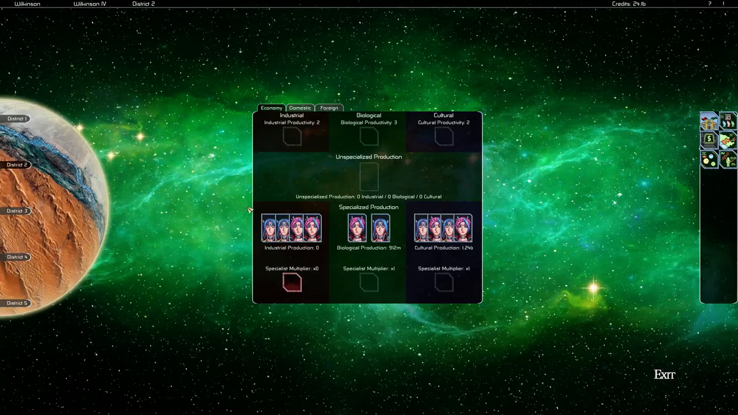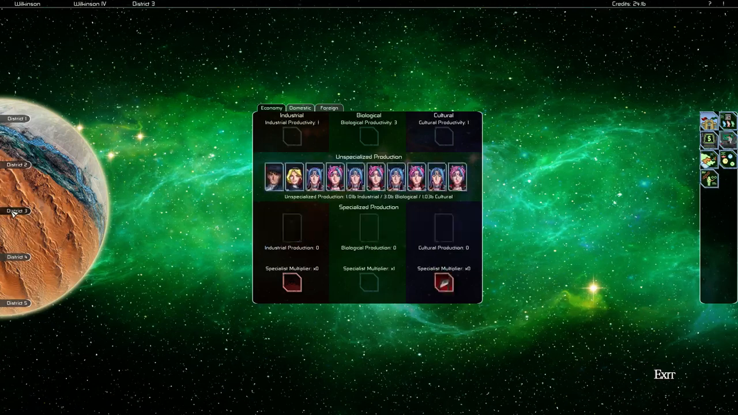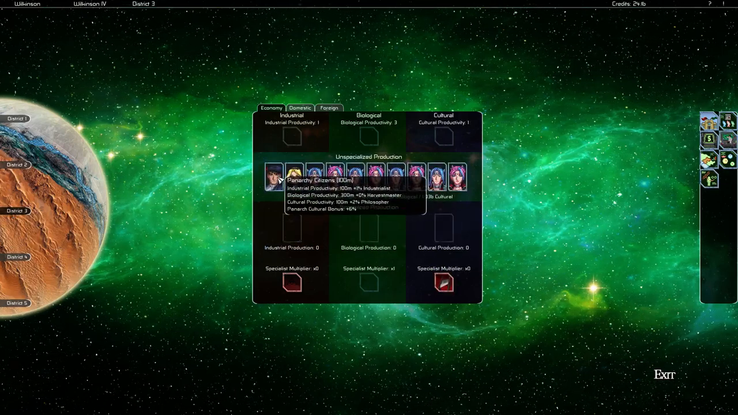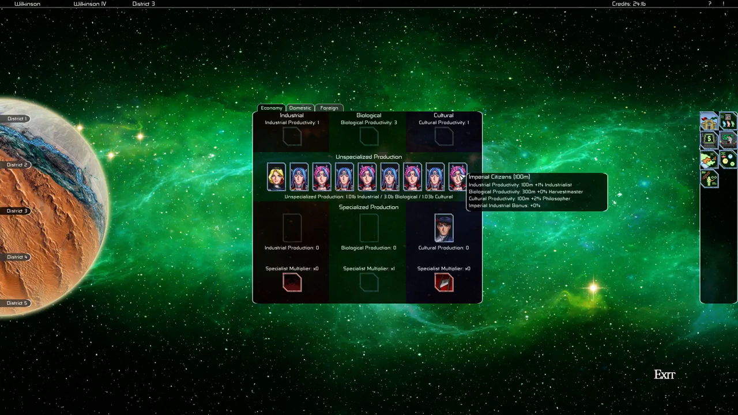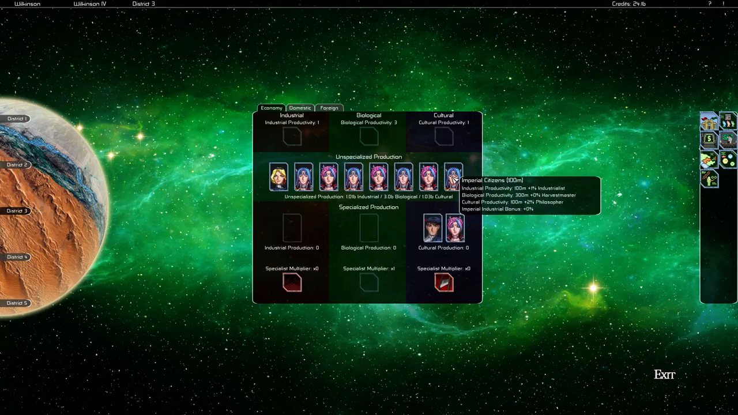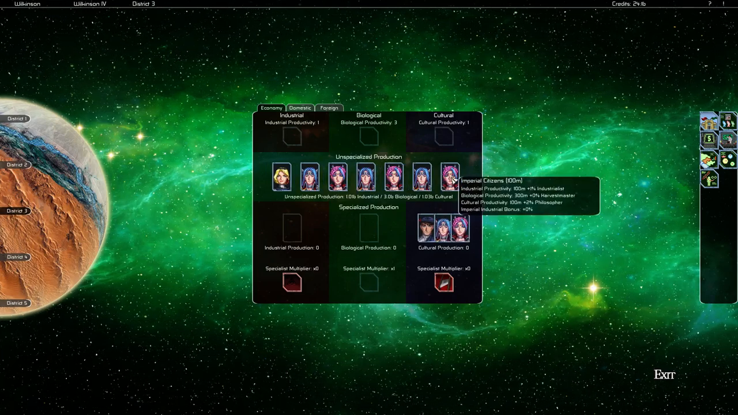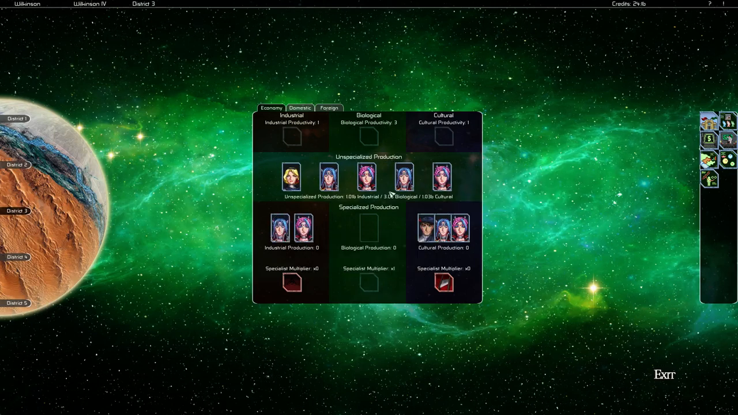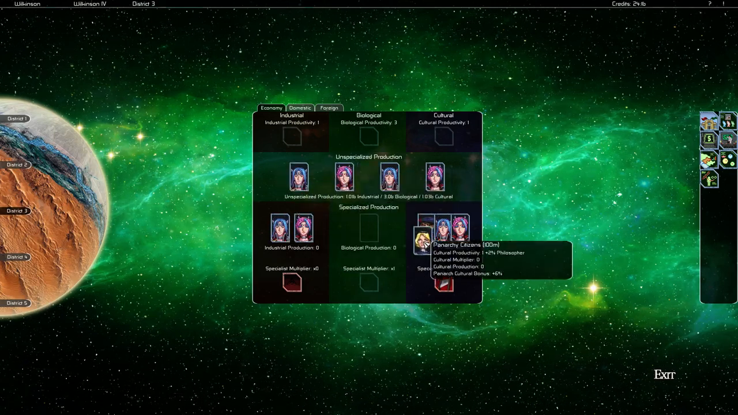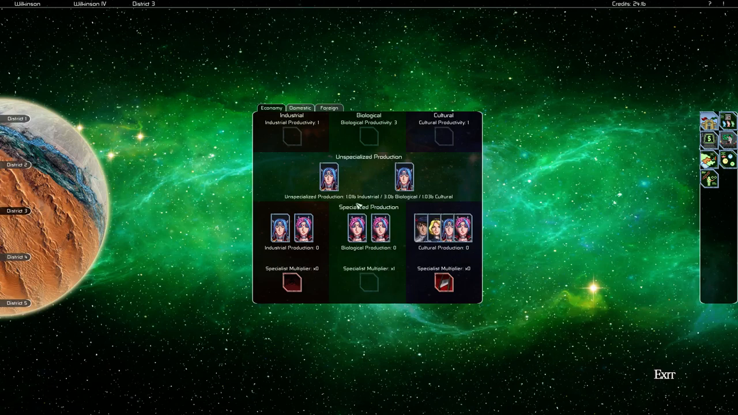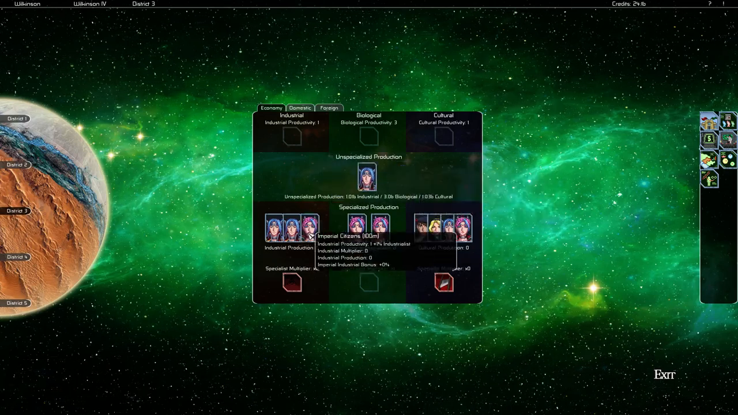So that's a district I actually set for a specialized population. So I should probably do that for these guys then. I'm going to have to put some of you in industrial, I'm sorry, even though you all seem like you want to be cultural. Sorry.